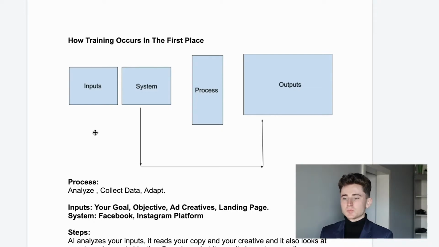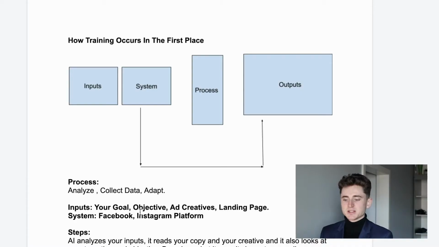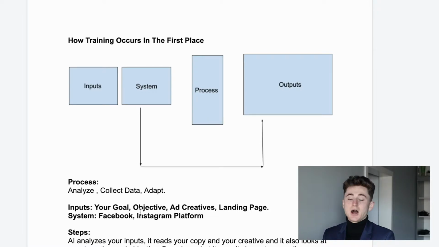Other inputs that are super important to the machine are things like your ad creative, your ad copy, and your landing page as well. Now, if we talk about how the machine works, basically the process, it has 3 steps. First one is analyzing our inputs, then collecting data, and then adapting based on that data. What AI is doing is analyzing our inputs. It reads our copy, it looks at our creative, and also it looks at our landing page and our targeting and our objectives and all these inputs that we are giving to it.